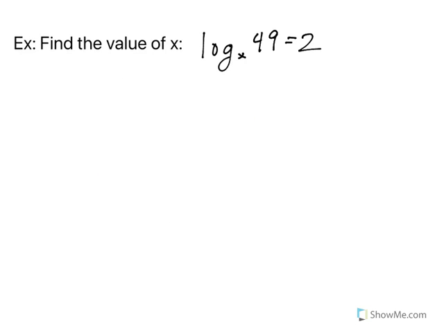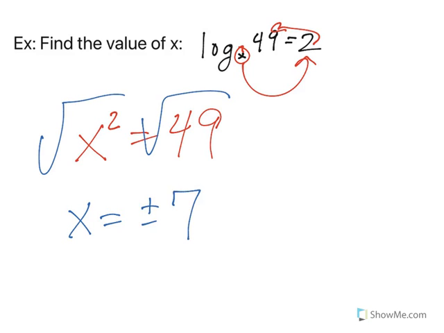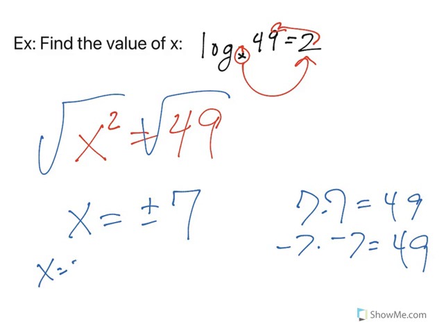Now let's look at the second one. Find the value of x: log of 49 base x equals 2. So I start with the base. Base to the second equals 49. Now, x squared equals 49. You can do this a couple ways. One, you can say what squared is 49. Or you can say, if I square root both sides, then x is plus or minus 7, because 7 times 7 is 49, and negative 7 times negative 7 is 49. So we think there are two answers.